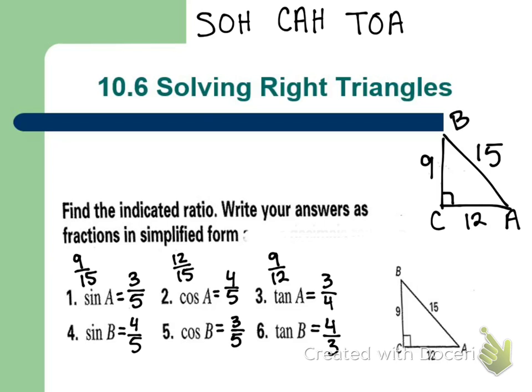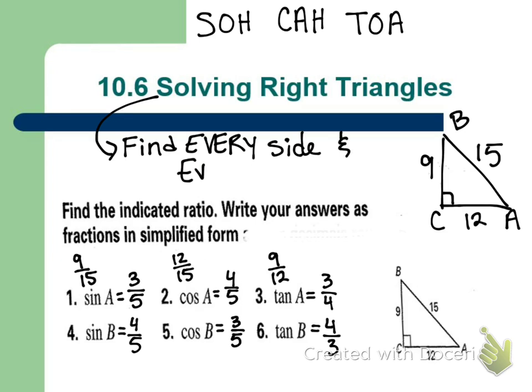When we are solving right triangles, you might want to add this in your notes somewhere. Solving right triangles means that we find every side and every angle. So that means if anything is missing, we need to find what it is.